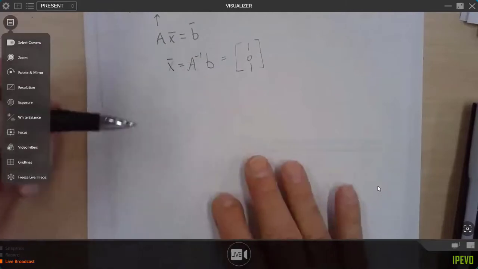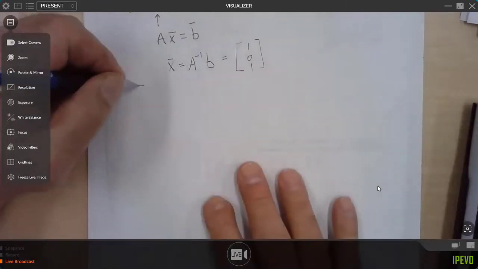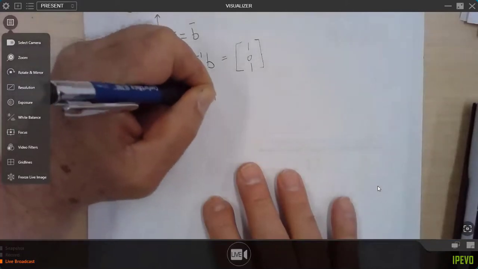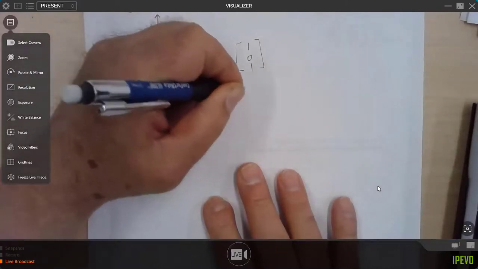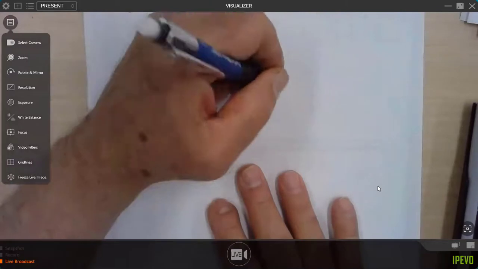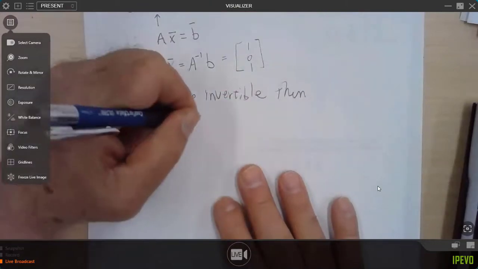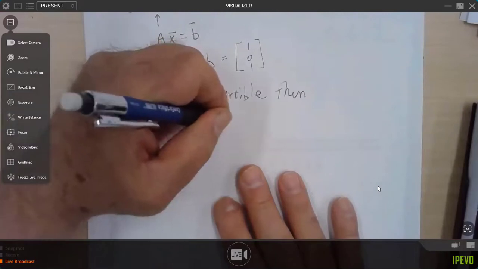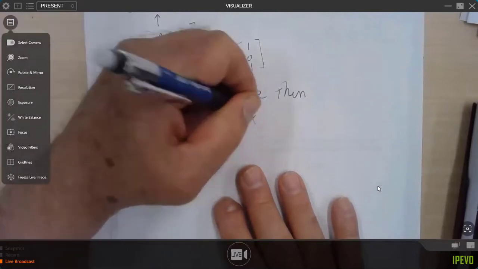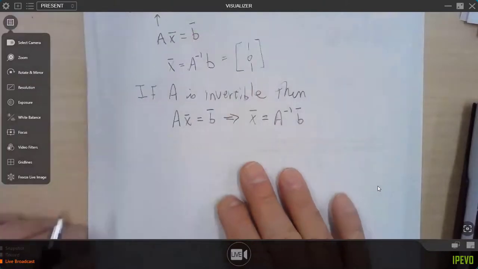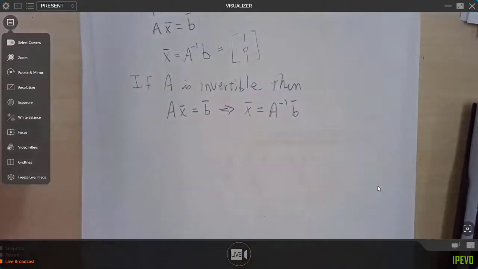So if a matrix is invertible, then AX equals B implies that X equals A inverse B. So if you can get the inverse, that is a way of solving a system of equations.